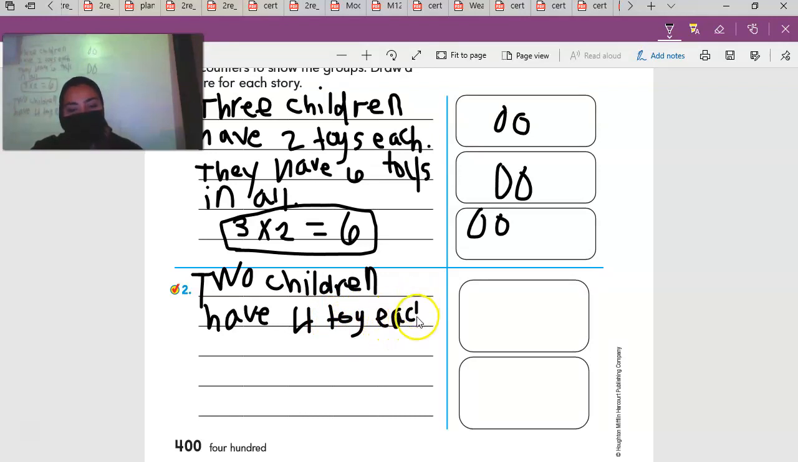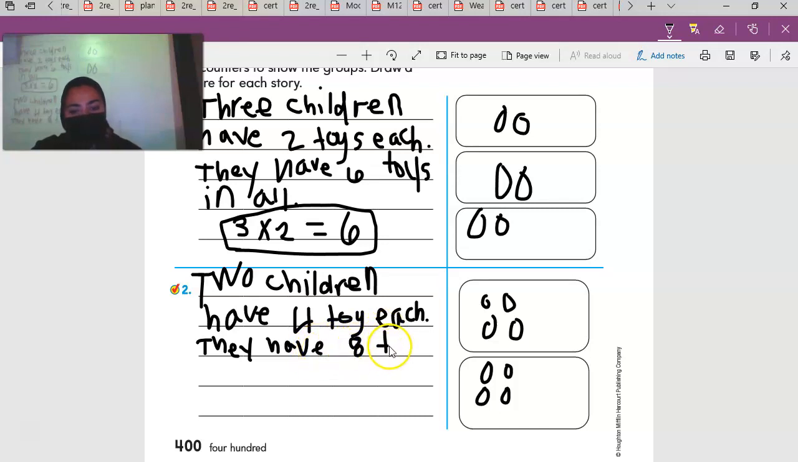How many toys am I going to draw in each box? 4. 1, 2, 3, 4. 1, 2, 3, 4. 2 children have 4 toys each. They have how many toys in all? Good, 8. They have 8 toys in all.